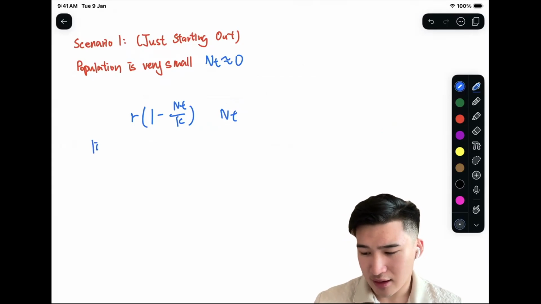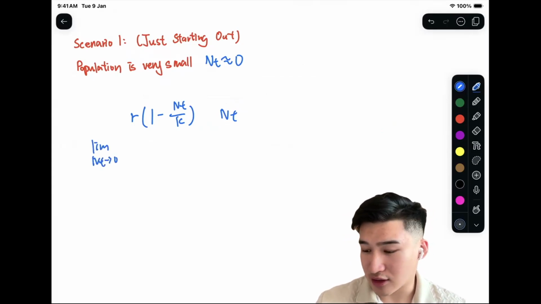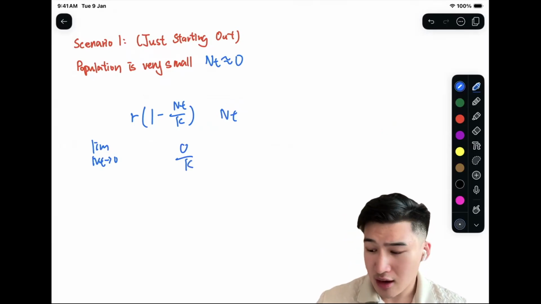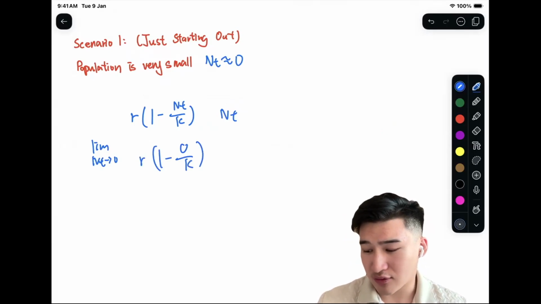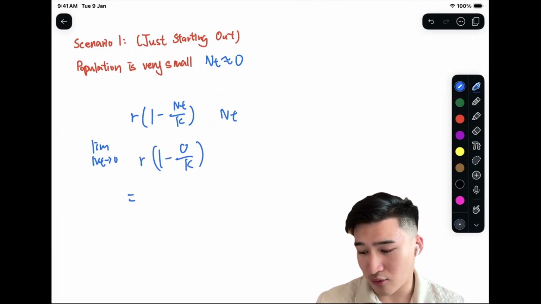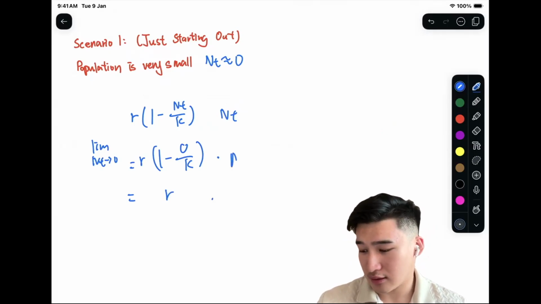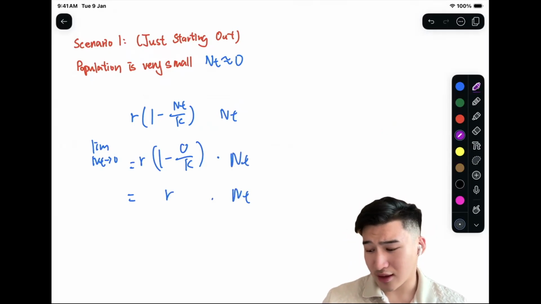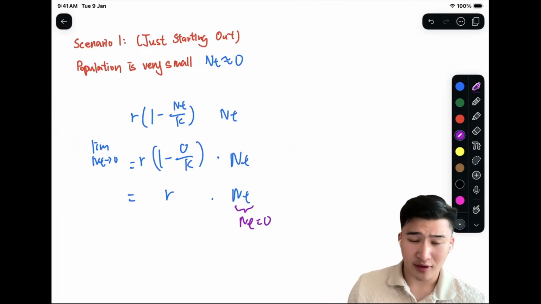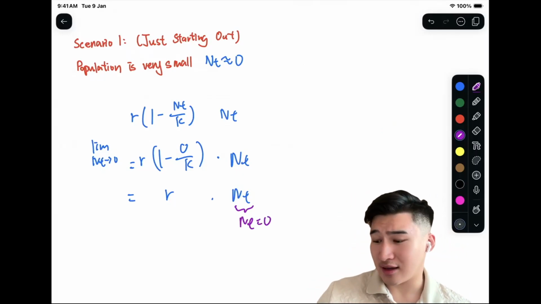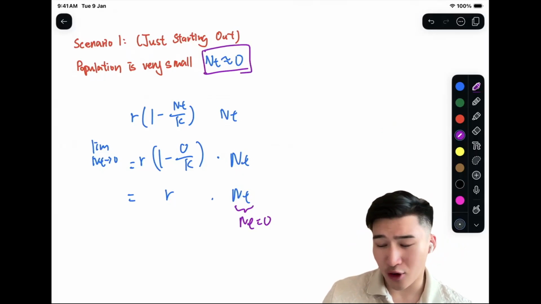Let's take a limit. If N_t is really 0, then we get 0 over K, and 1 minus all that. We've seen this from our last video, so the rate is going to be R times our N_t. It's true that we can substitute N_t as 0, but this is not what we're looking for. What we're looking for is when N_t is close to 0.